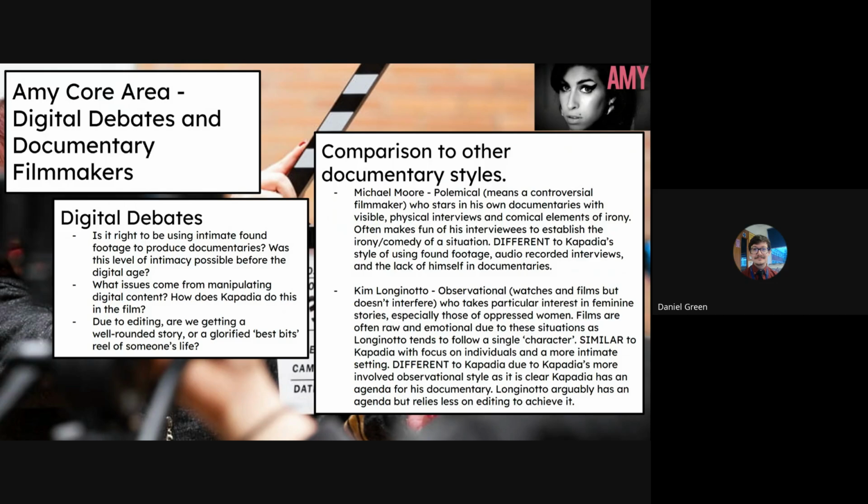Yes and no. Now, in Amy, there's a heavy emphasis on the use of intimate footage because we follow her as Kapadia's character, quote unquote. She's a real person, but when we're watching a film, we're watching her almost as a character. We see a lot of things we expect of her, the traditional outfits that were associated with her, the songs that we know and love, and also elements of her life that we were aware of and some that we weren't.